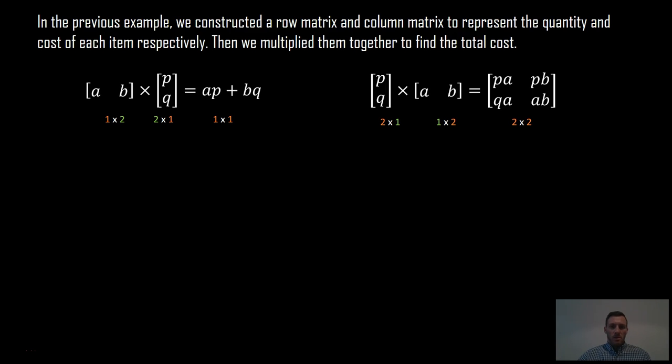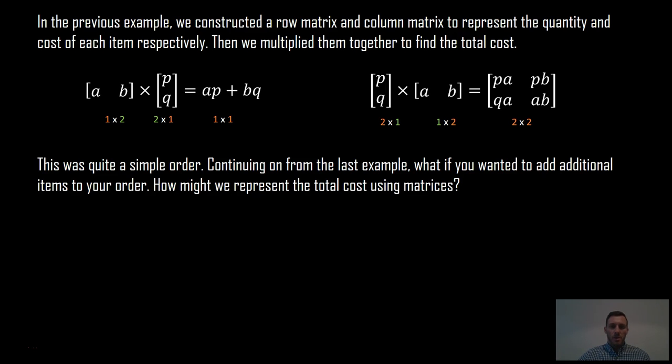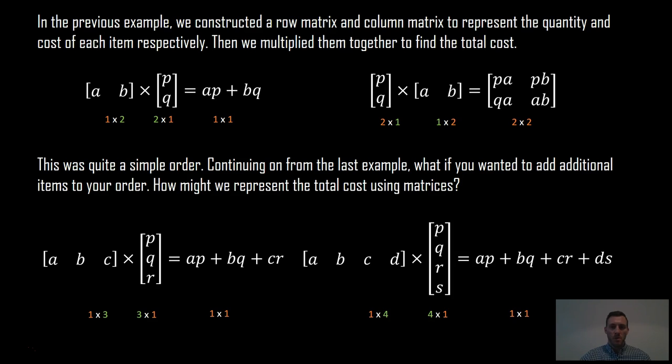So this was quite a simple order in the last example. Continuing on from that, if we wanted to add additional items to our order, we might represent the total cost using matrices. We could have added another item to our order and multiplied them together, or another item. There's really no limit to the amount of items we could have added to the order.